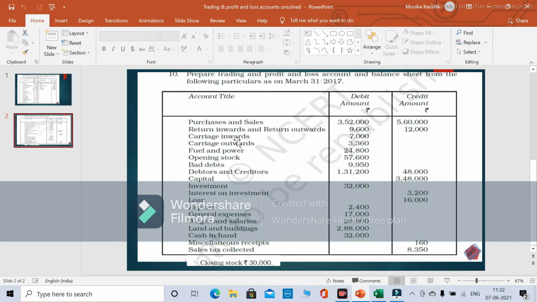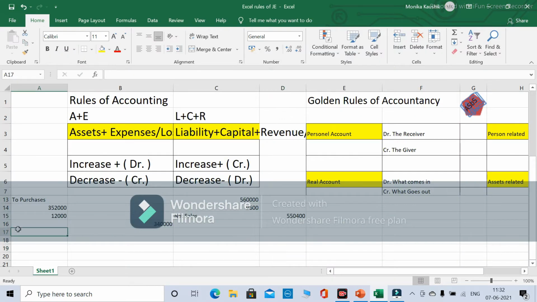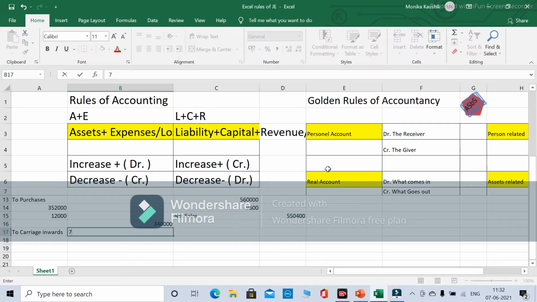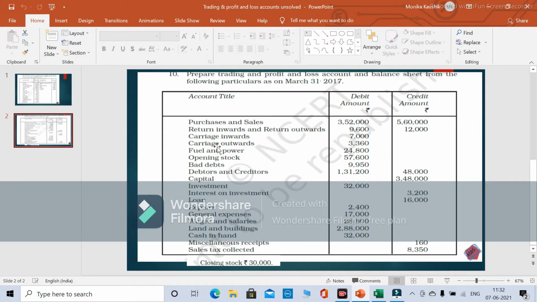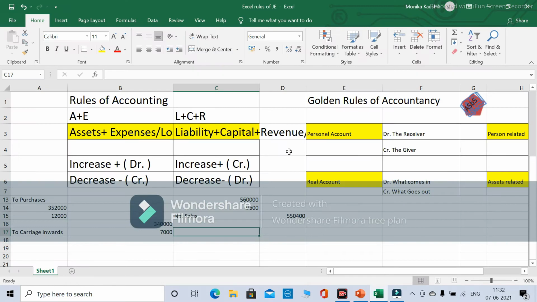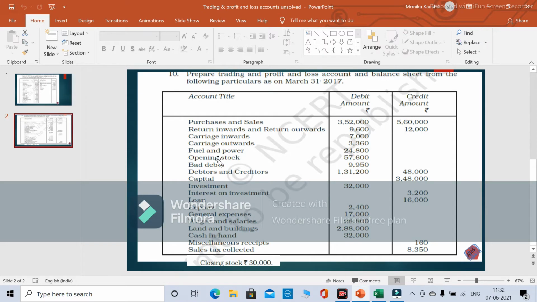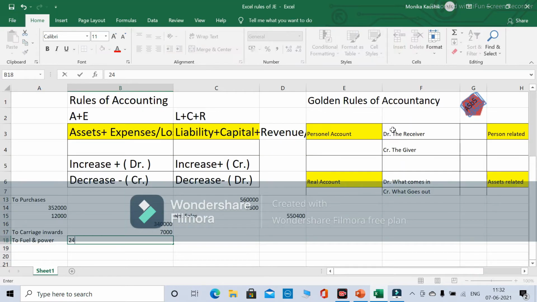Now the next one, carriage inward. Inward is always a direct expense. So carriage inwards 7,000 rupees. Carriage outward is an indirect expense, it will go in the profit and loss account. Fuel and power. Fuel is a factory related expense, so a direct expense, it will go in the trading account. This is very simple. You just need to understand the factory related expenses, that will be covered in the trading account. Fuel and power 24,800.